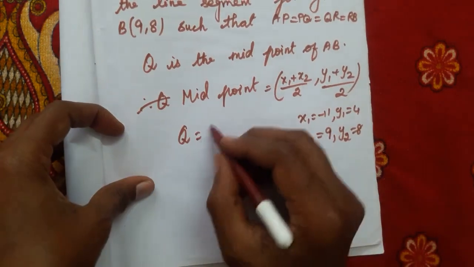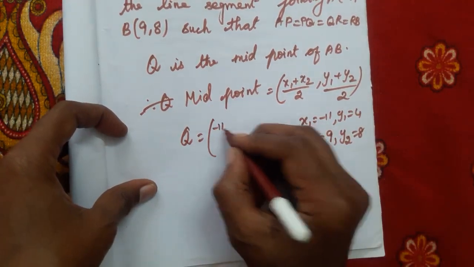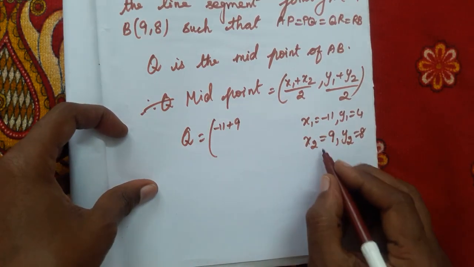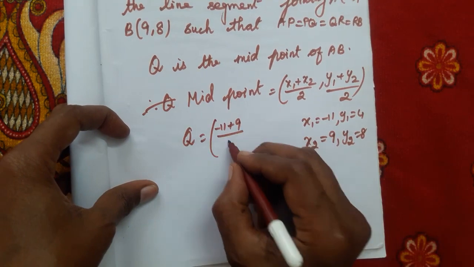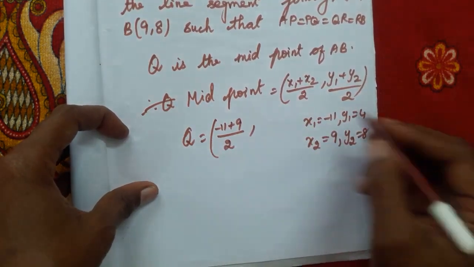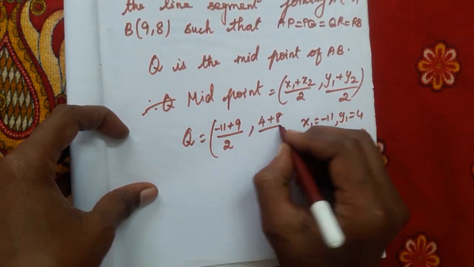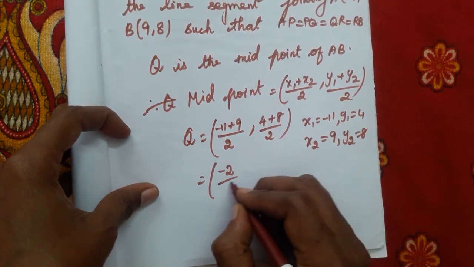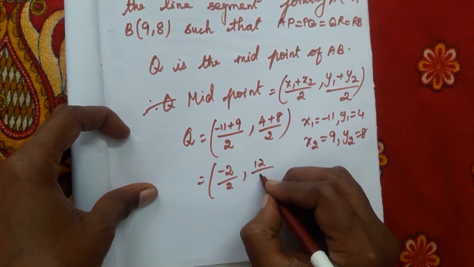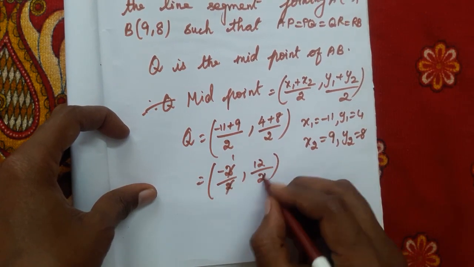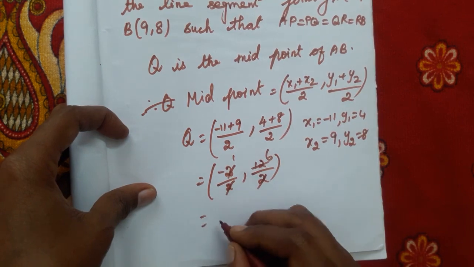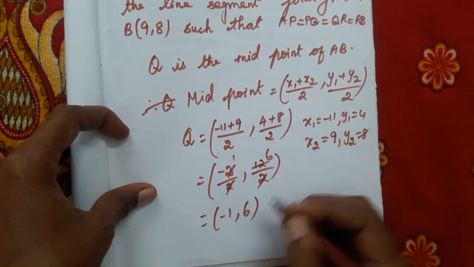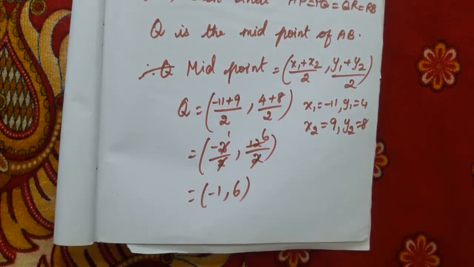So Q is equal to minus 11 plus 9 by 2, 4 plus 8 by 2. So it is equal to minus 2 by 2, 12 by 2, which is equal to minus 1, 6. Therefore, Q point is minus 1, 6.